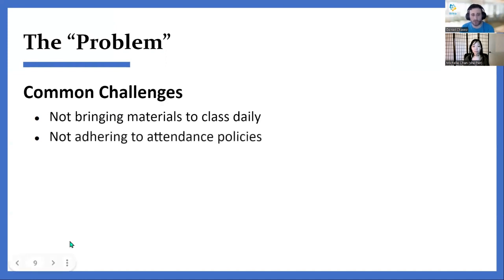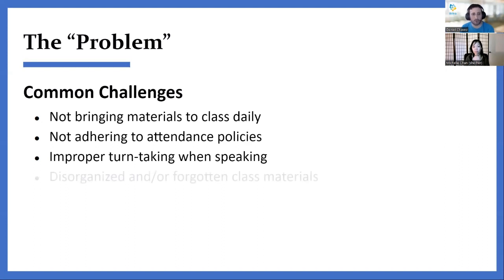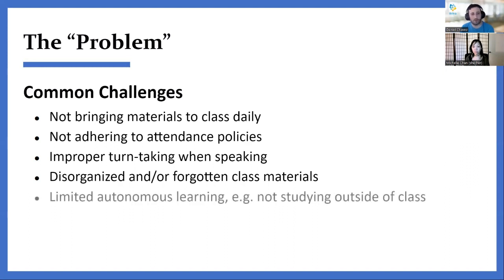Some students wouldn't adhere to attendance policies. Students would attend irregularly or would come early or leave late, or would otherwise not follow the attendance policies that we might expect. We saw a lot of cases of improper turn taking, students interrupting one another or the teacher, or not engaging in a back and forth conversational practice that we look for. Students may have materials but may not be aware of them, may have them disorganized or forgotten in a corner somewhere. Other students may have limited autonomous learning. That is, they may not be taking advantage of opportunities to study outside of the class, whether with the materials we provide them or with their own materials they seek out.